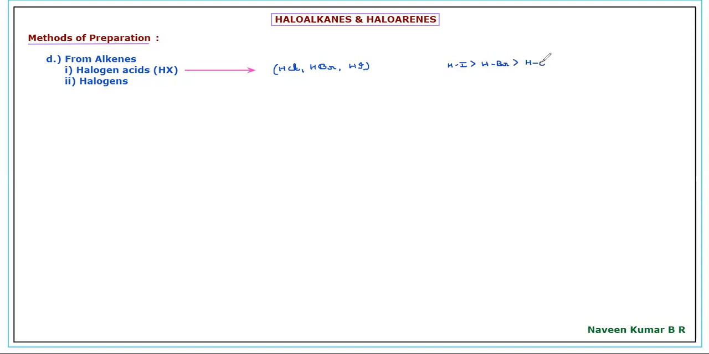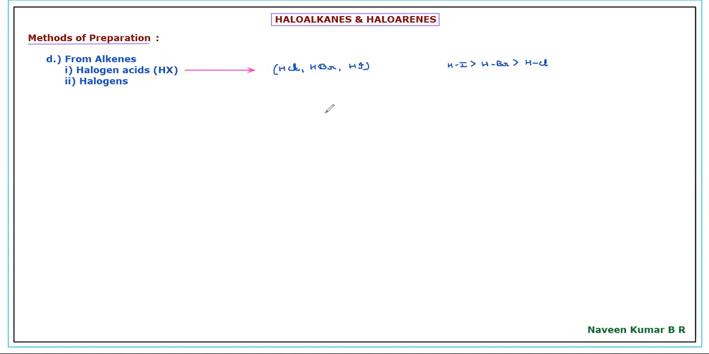Due to the highest electronegativity of fluorine, HF is not generally taken, where the cleavage of the bond is very difficult to obtain the respective product. Hence, the halogen acids we consider are HCl, HBr, or HI. Any of them can be asked. So we'll use HX as a general symbol for any halogen acid here.